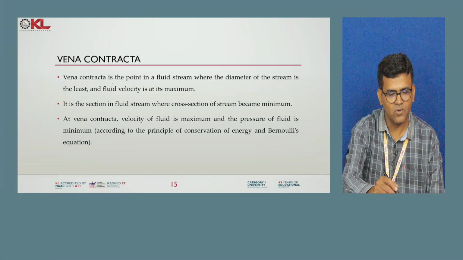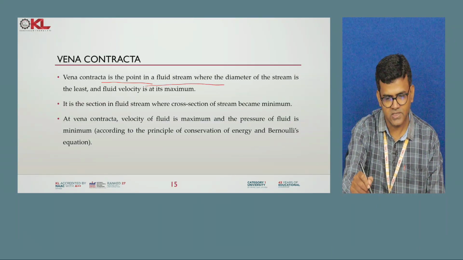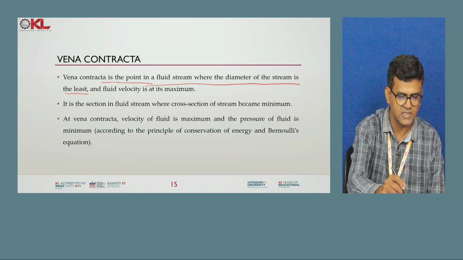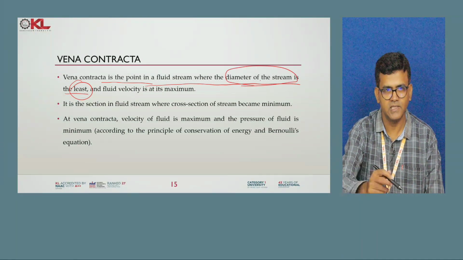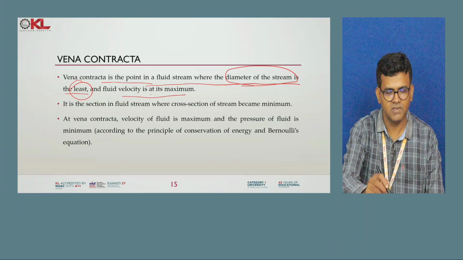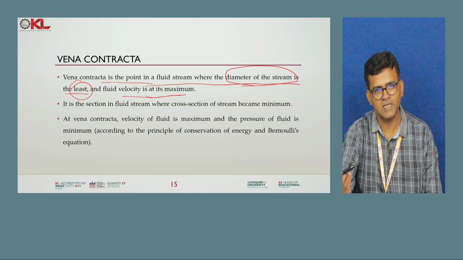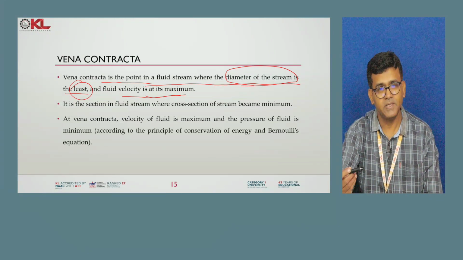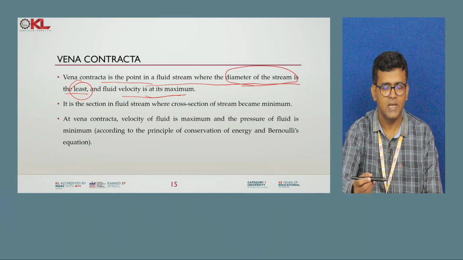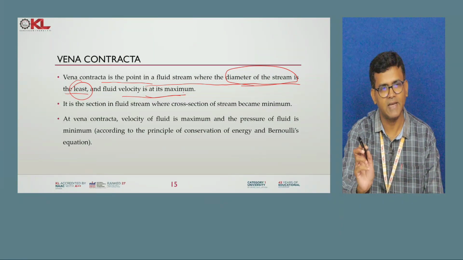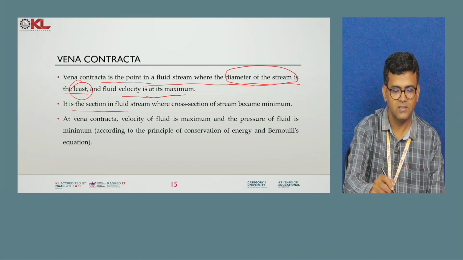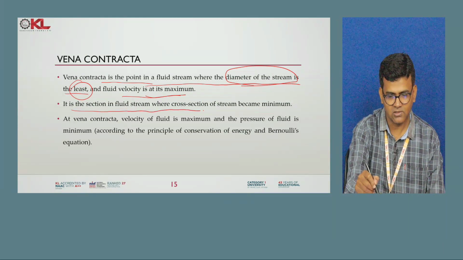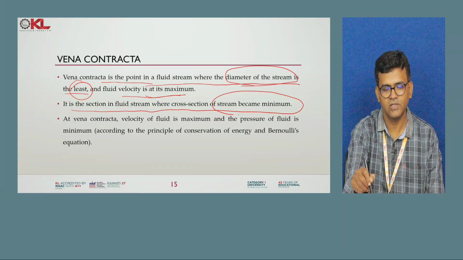Vena contracta is the point in the fluid stream where the diameter of the stream is least. This is important: the diameter of the stream is least and the fluid velocity is maximum. If the diameter is more, velocity will be less. If the diameter is less, velocity will be more, and when the diameter is least, then the velocity will be maximum. So it can be defined as the section in the fluid stream where the cross section of the stream becomes minimum.